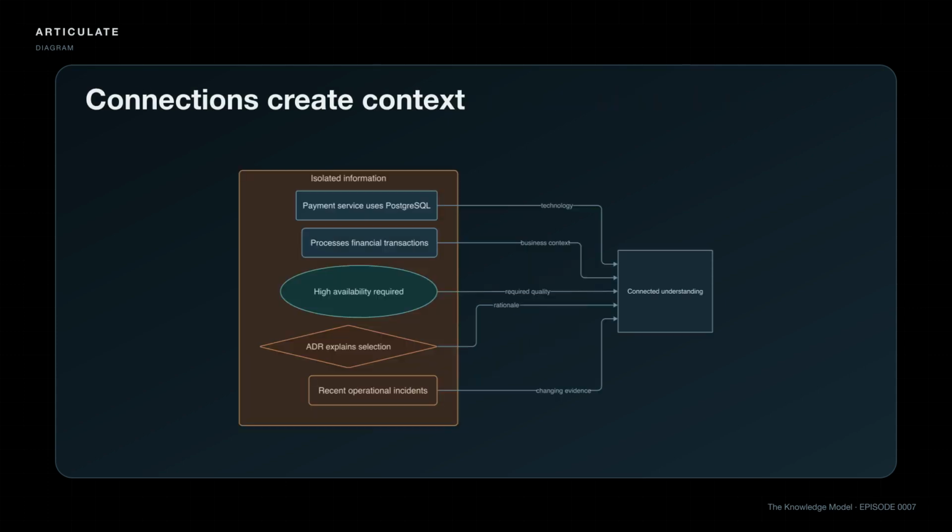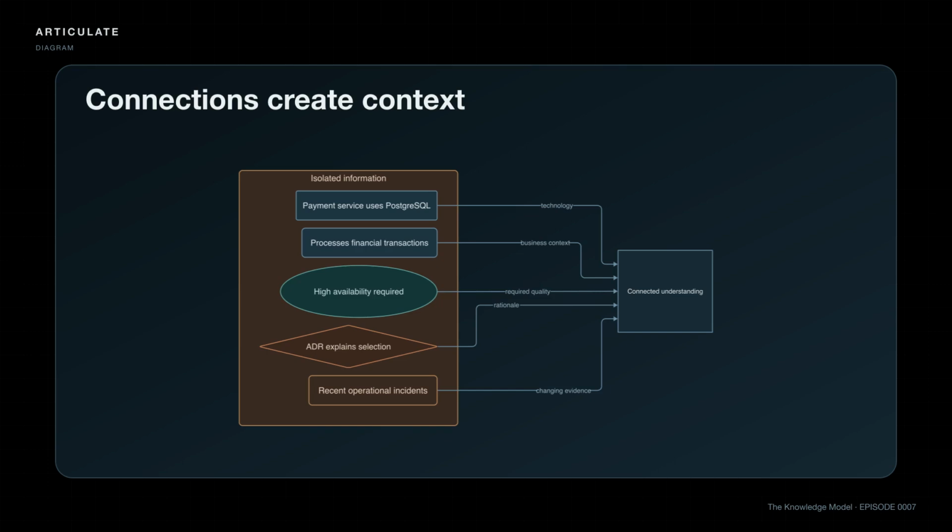Suppose Articulate knows that a payment service uses PostgreSQL. On its own, that's simply a piece of information. Now suppose it also knows that the service processes financial transactions, that high availability is a characteristic, that an architecture decision record explains why PostgreSQL was selected, that another proposal to move to a different database was rejected, and that recent operational issues suggest that the original assumptions may no longer hold.